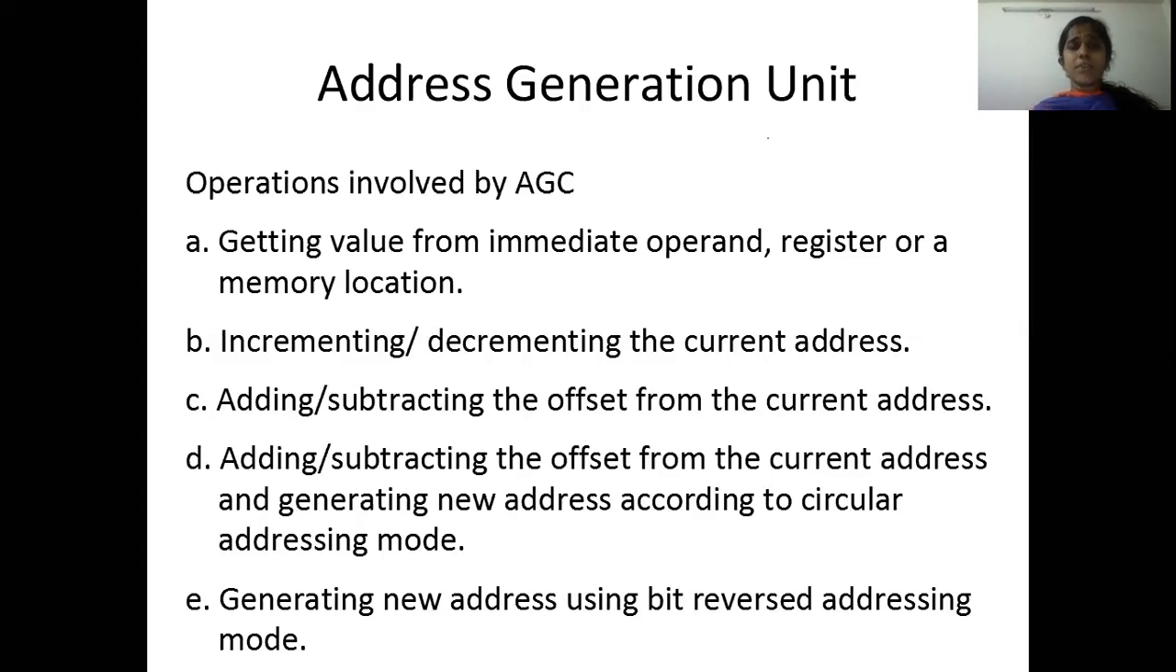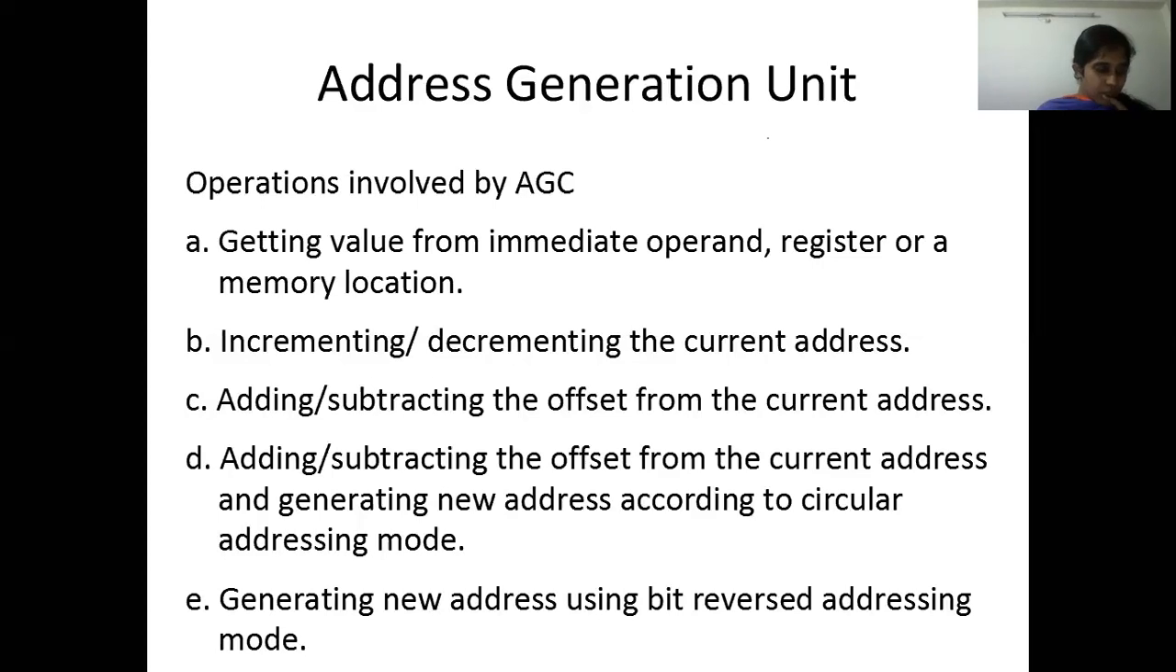This is the basic function of the address generation unit. It provides addresses of the operands in order to compute DSP operations like multiply, addition, subtraction. These require some operands, and for those operands, the addresses are provided by this address generation unit. Now, as I have told you, within time constraints, within less time, it should be very fast. It has to provide the addresses.